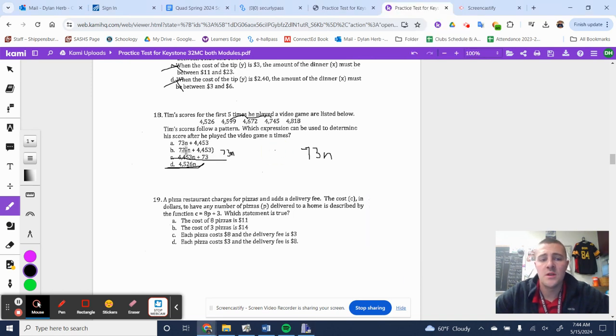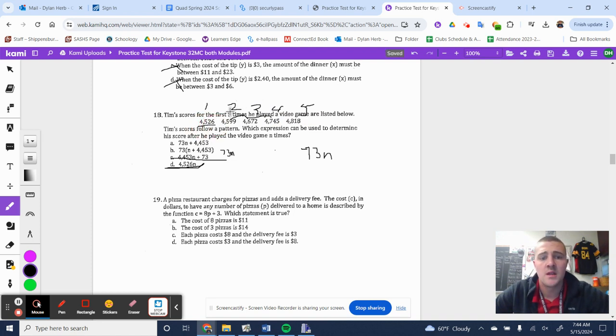Okay? And the way you can decipher between which one is the answer, if they both have the correct slope, is to substitute a number in. So this term, this 4,526, that's the first term. This is the second term. This is the third term. This is the fourth term. And this is the fifth term.